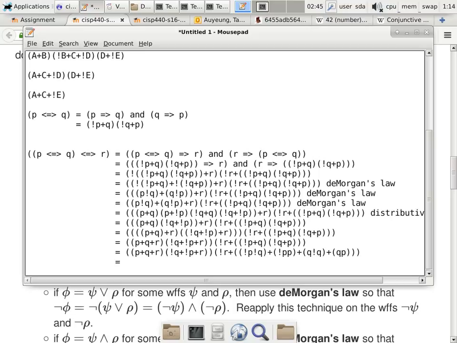Yep. We apply the same to R, not R plus that and plus not P plus Q. The line right above that. Okay. Can we apply the same as what we apply on the left-hand side?